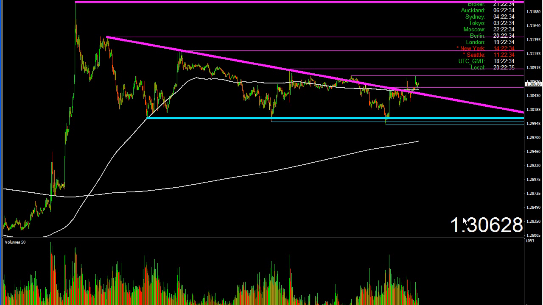So right here, right now, 130.62. Stop 130.04, 58 pips on the downside, and the possibility even here of higher prices into 132.05. So 100 pips on the upside and 50 on the downside could be a good 3-to-1 ratio.